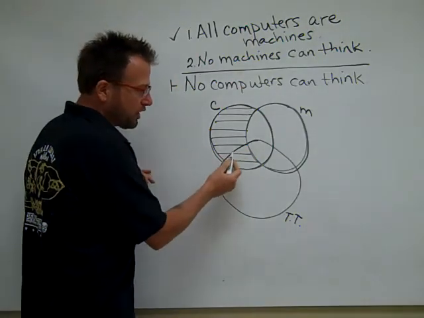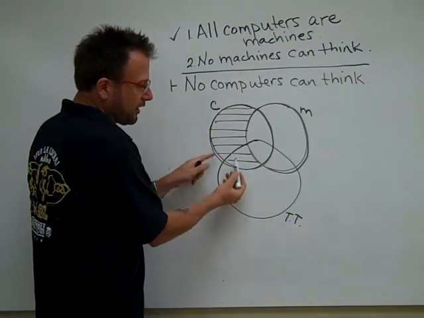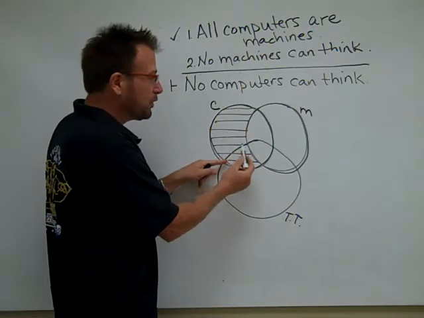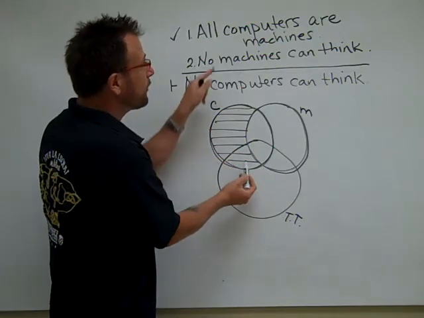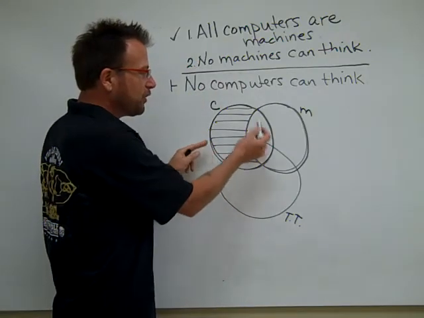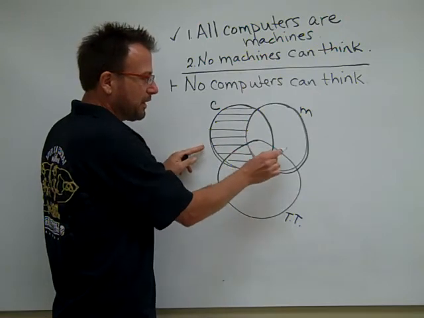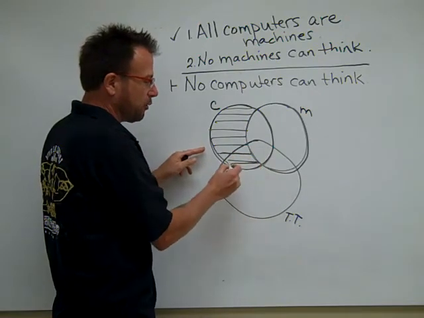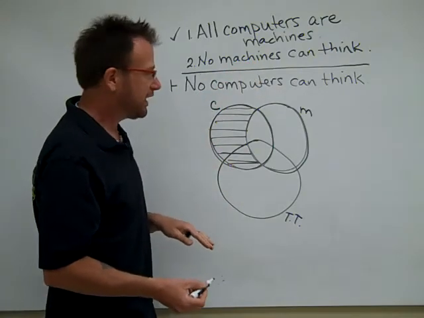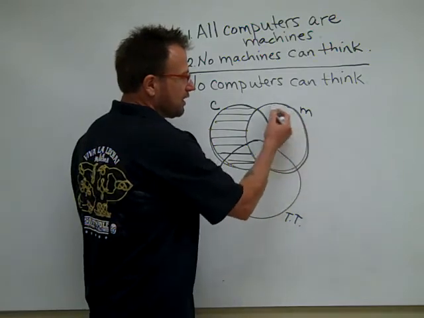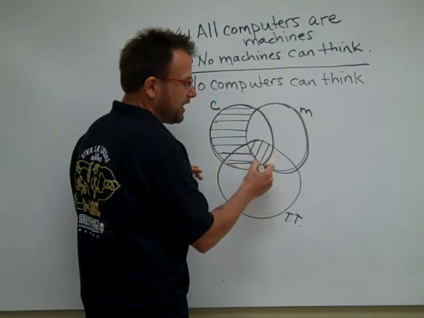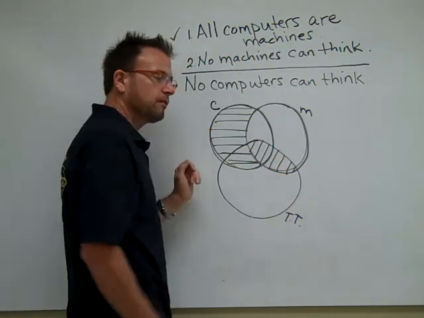Now, make sure you don't stop at this line. You go on through, because even though these are computers that also are thinking things in here, these would likewise be computers that are not machines. And in order for this first premise to be true, all computers have to be machines. So if there's anything in the computer circle, it must be in the machine circle. So you hatch out all the way down. Our second premise is no machines can think. So if it's true that there's nothing in the machine circle that will also be in the thinking thing circle, that means there can be nothing in this central area at all.